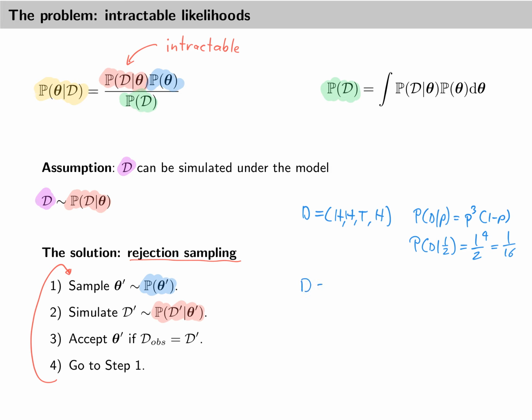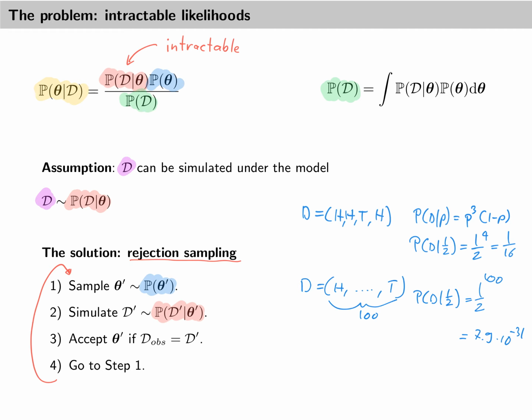But now let's consider a much longer sequence of data available to estimate P. For instance, let's consider a case in which the coin was actually thrown 100 times. In this case, the probability of a particular sequence evaluated at P equals 1/2 would be 1/2 to the power of 100, which is roughly 7.9 times 10 to the minus 31.